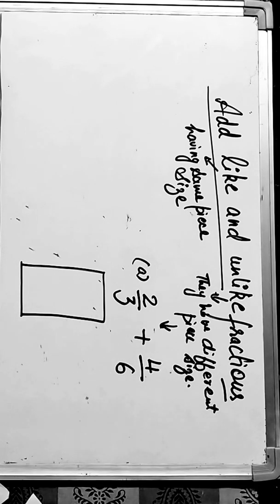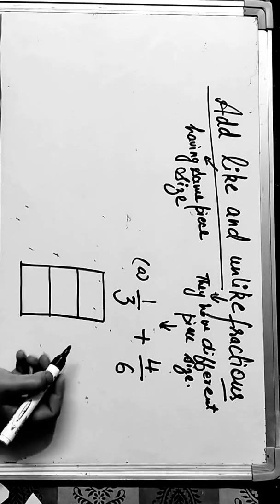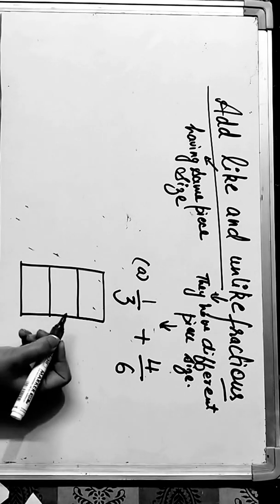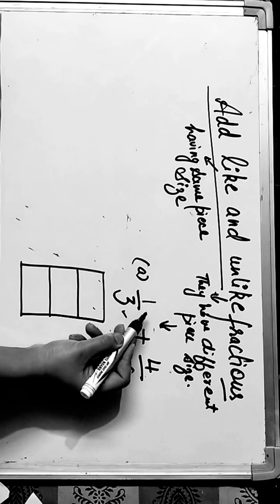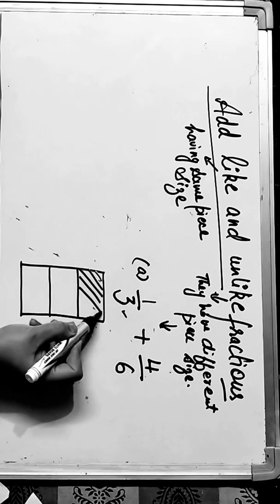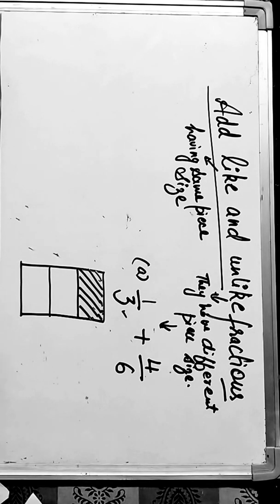Let us change this number. Let us add 1/3 to 4/6. So this is 1/3. As the denominator shows how many pieces we have to make, and numerator shows how many pieces we are dealing with. So we are dealing with only 1/3.